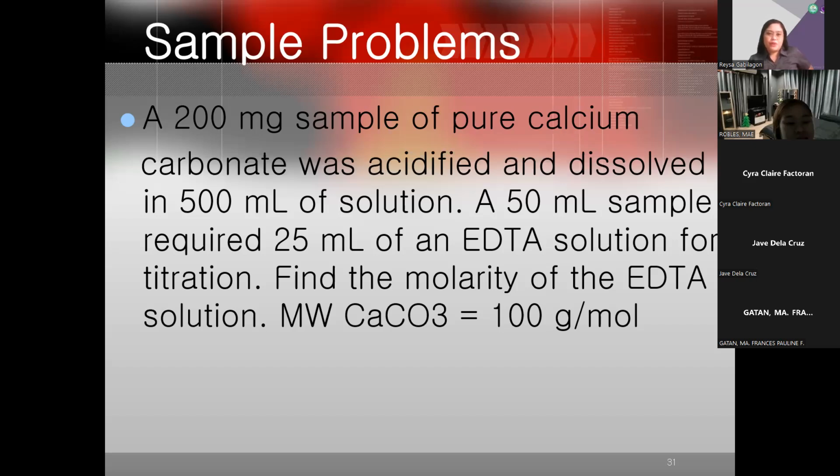Again, we have a 200 milligram sample of pure calcium carbonate acidified and dissolved in 500 ml of solution. A 50 ml sample required 25 ml of an EDTA solution for titration. Find the molarity of the EDTA solution. Molecular weight of calcium carbonate is 100 grams per mole.